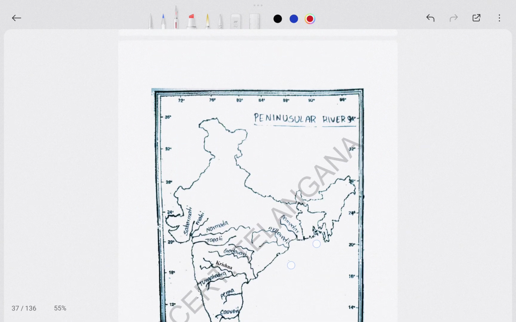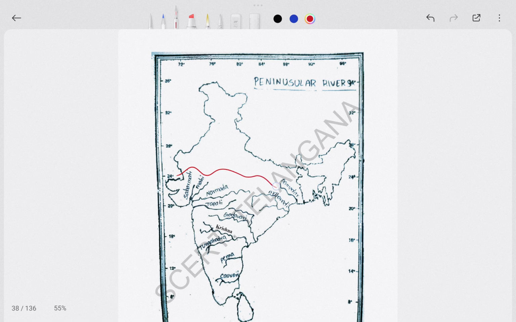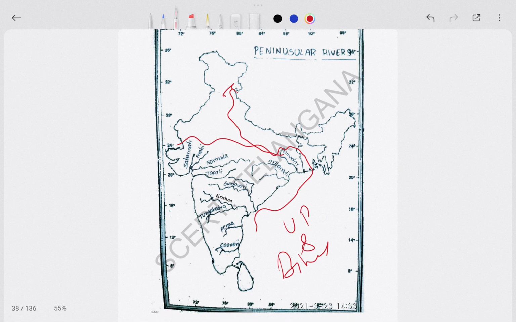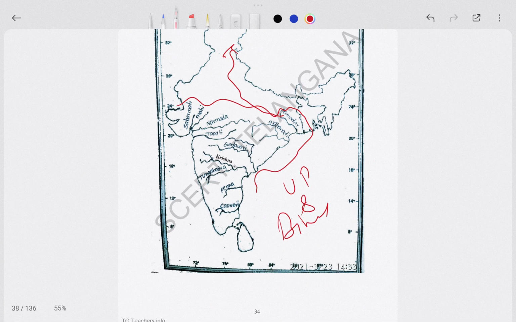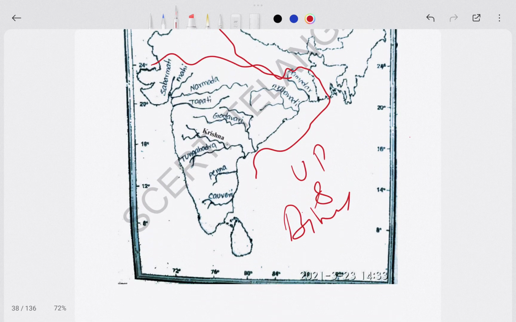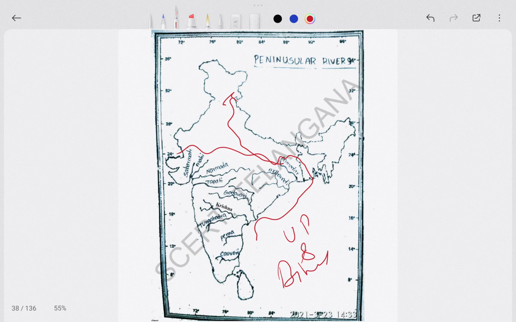This is a Peninsular river. Actually, Peninsular rivers come only till the Jharkhand area, but this area, like the area of UP and Bihar, is totally fertile land. You will understand it. So I hope this is clear to you, and this map is also clear to you.